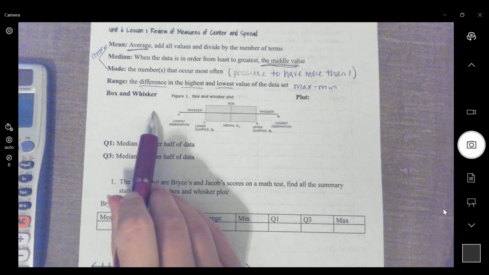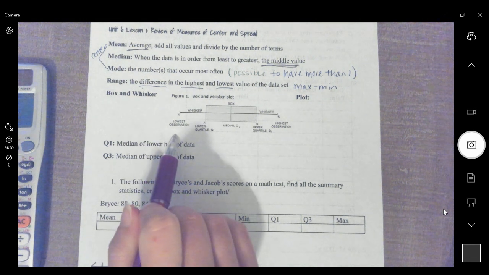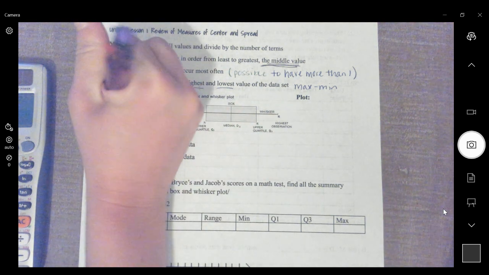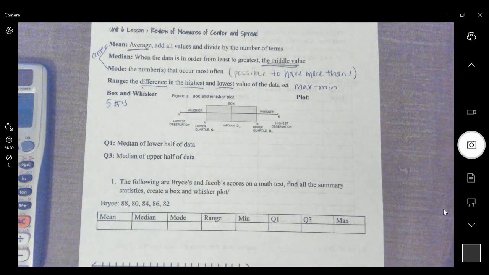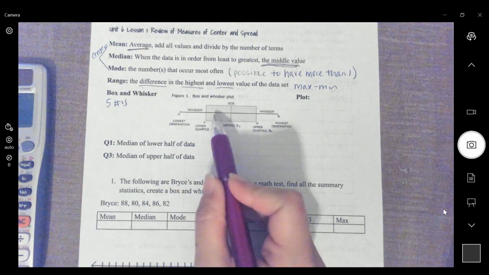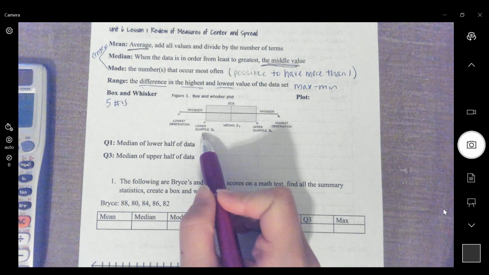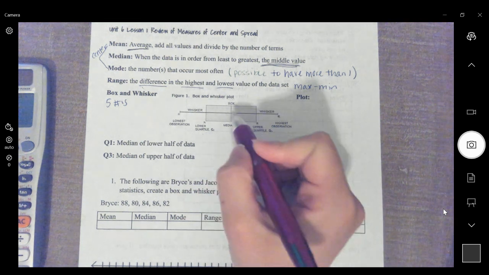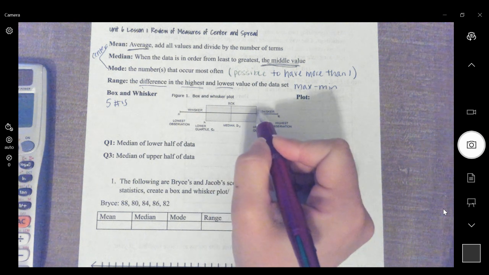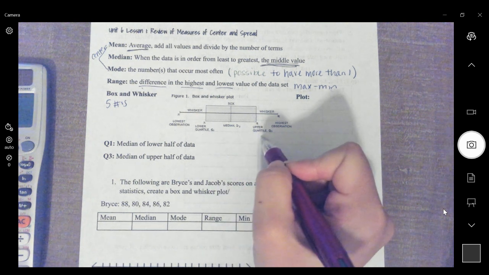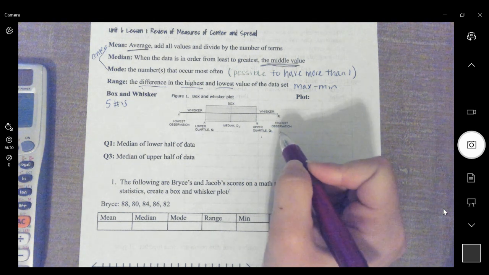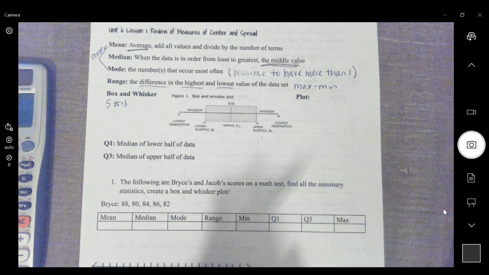The last three have to do with box and whisker plots. So I just showed you an example of a box and whisker plot. It has 5 numbers that you have to plot. The lowest observation or your minimum. The beginning of the box is your lower quartile or Q1. You should have a line inside of your box that represents your median. The end of the box is your upper quartile or Q3, and then the end of the whisker is your maximum or your highest observation.